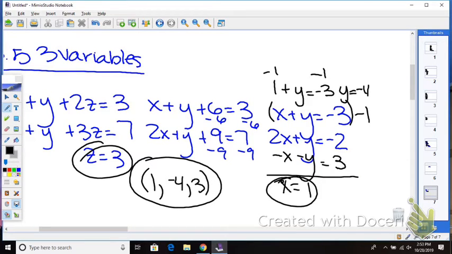Yes? What equation did you plug the x into? The top one, right here. Nope, it does not. So you can do whatever you want.